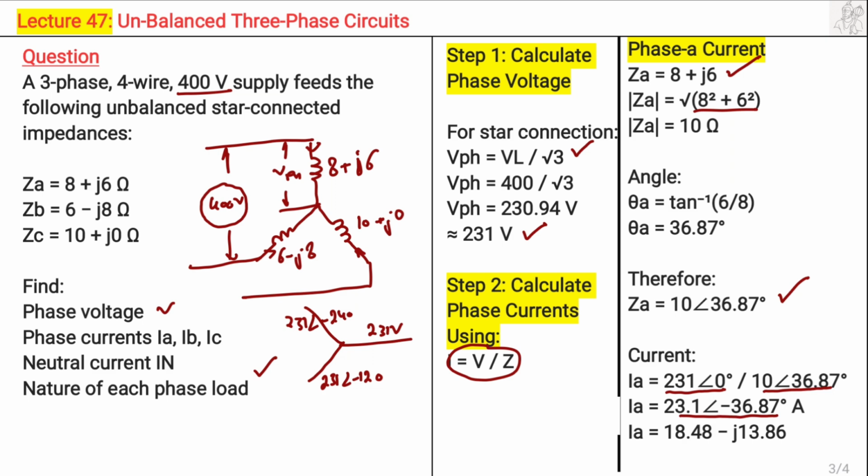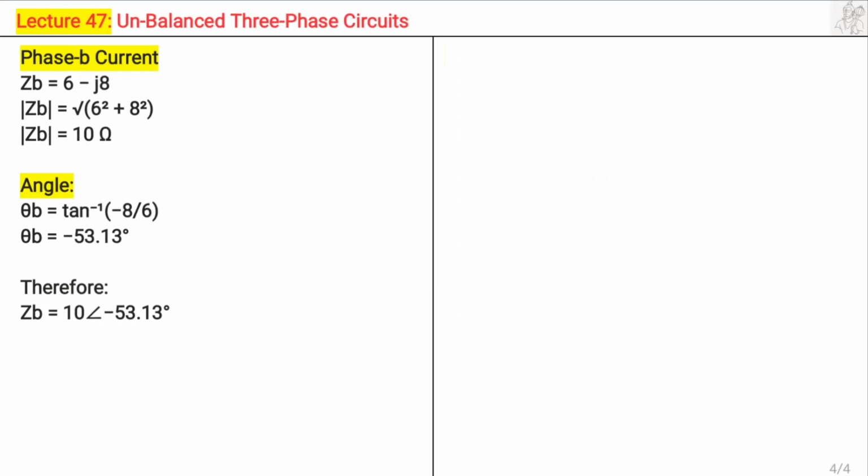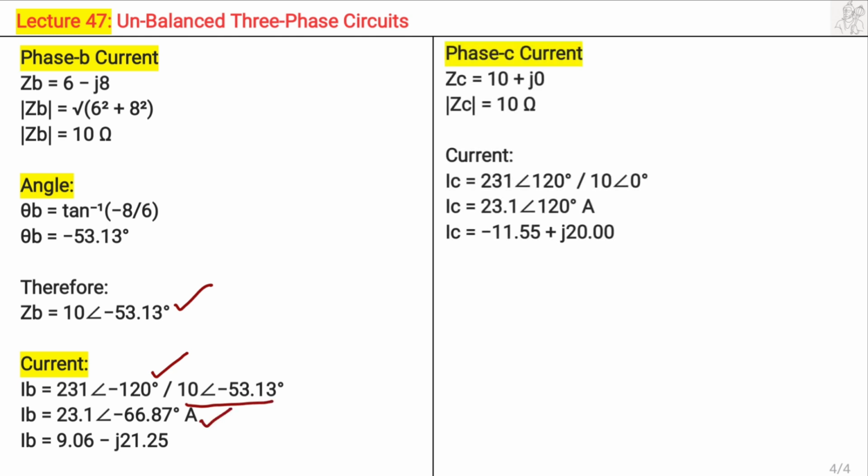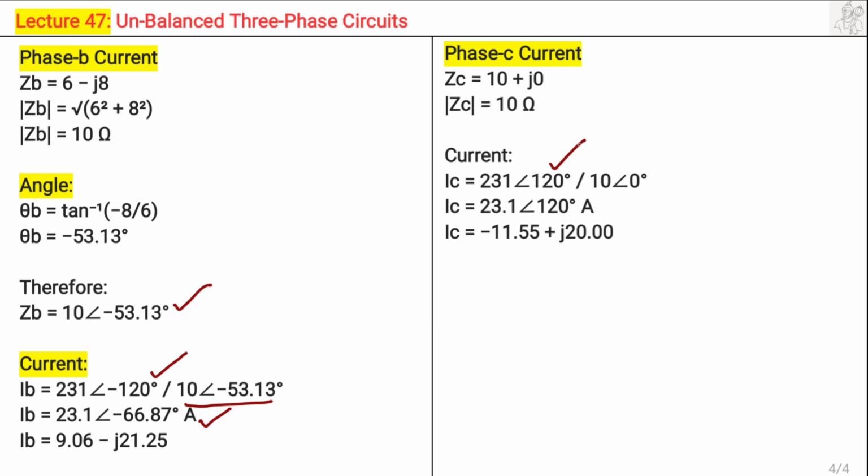Similarly, for phase B, the polar form is 10 angle minus 53, and the current is 231 angle minus 120 degree divided by 10 angle minus 53. This comes out to be this value, and phase C will be 231 angle 120, which is simply 231 angle minus 240 divided by 10 angle 0. That comes out to be this value.